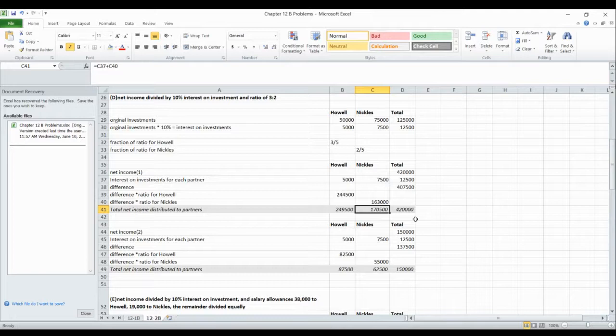So 249,500 would go to Hal, and Nichols would get 170,500.